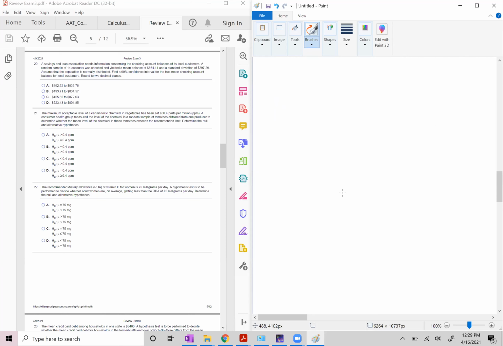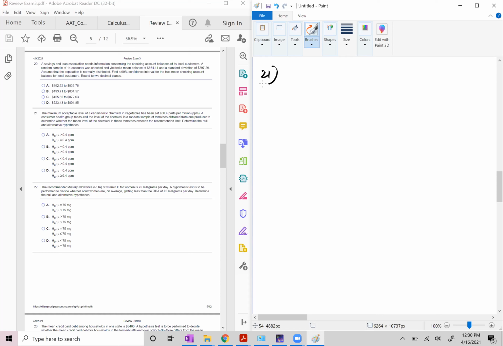Question number 21. Now, question number 20 is the last question from chapter 8, okay? Now, you can see what you need to know, right? You simply need to know very few things to answer these questions. Those two equations are very crucial.